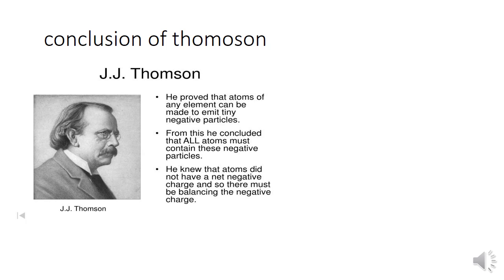By conclusion, he proved that the atoms of elements are made of tiny particles with a negative charge. And from this, he concluded all atoms must contain these negative particles. He knew that atoms didn't have a net charge, so they must be balanced by a positive charge. This is the conclusion.